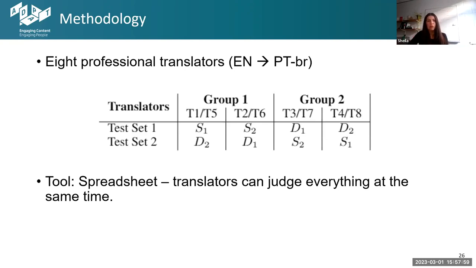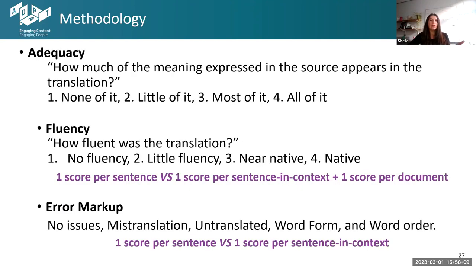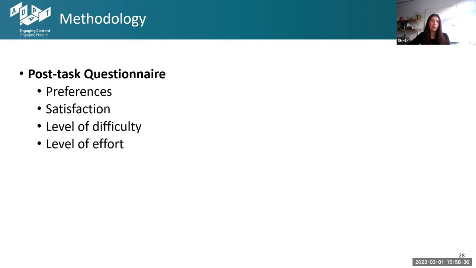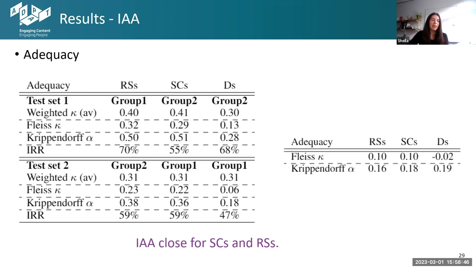This time I didn't use the PET tool. I just decided to go very simple and do everything in a spreadsheet so translators can judge everything at the same time. Again, I used the state-of-the-art metrics that we have for human evaluation: adequacy on the same scale as before, fluency on the same scale as before, and error markup with the same error categories, because again, I was just interested in the methodology and annotator agreement. I didn't really want to know which machine translation was better. And then of course the post-test questionnaire asking everything, because that is where you get your insights on how to improve your methodology. The results that I got were very interesting.